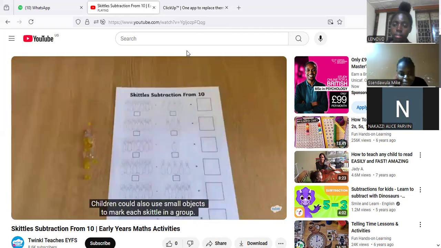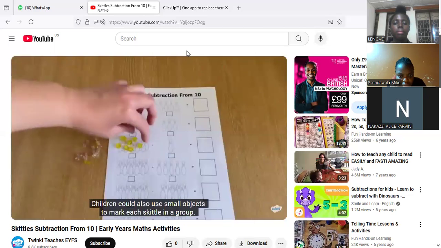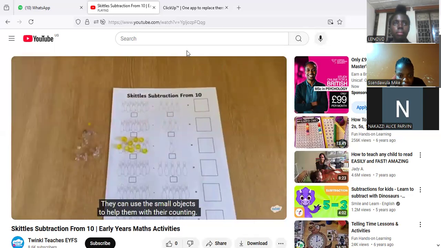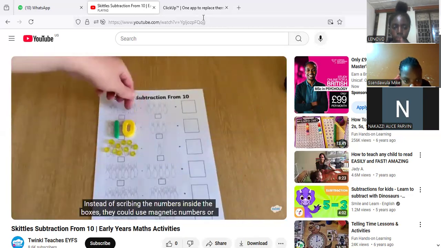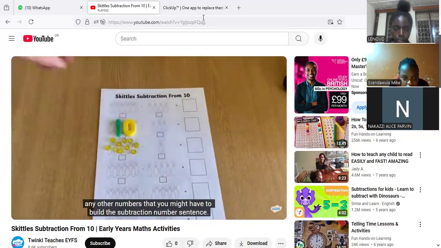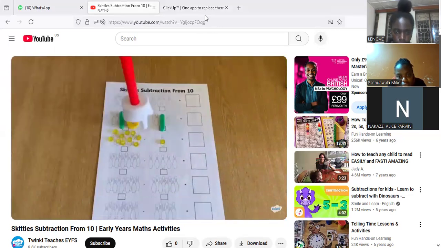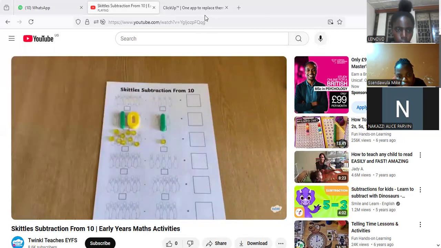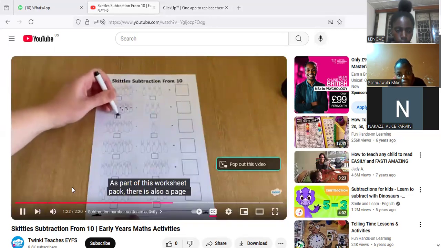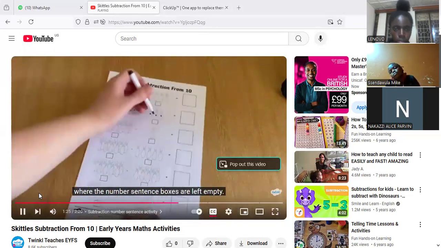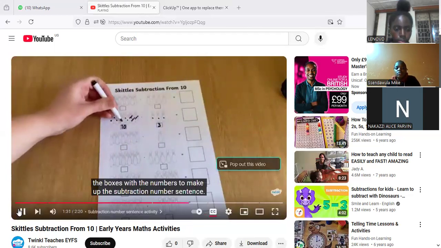Children could also use small objects to mark each Skittle in a group. Use the small objects to help them with their counting. Instead of writing the numbers inside the boxes, they could use magnetic numbers or any other numbers that you might have to build the subtraction number sentence. As part of this worksheet pack, there is also a page where the number sentence boxes are left empty. Using their chosen strategy to solve the problem, children can fill in the boxes with the numbers.